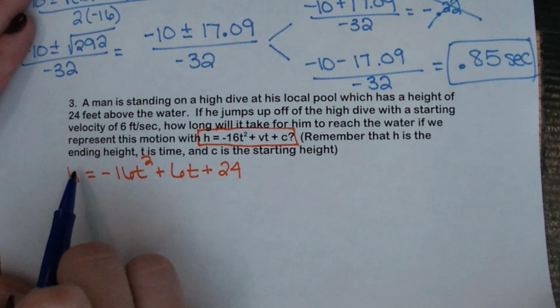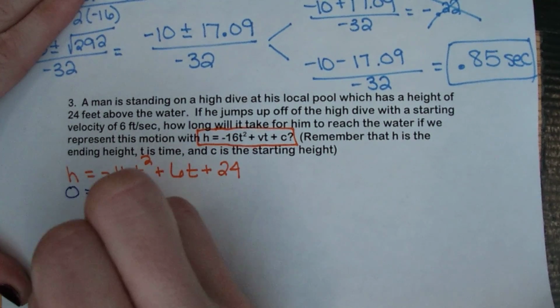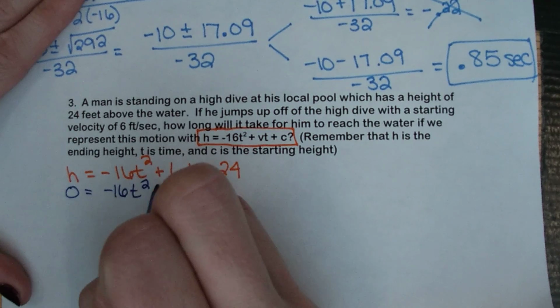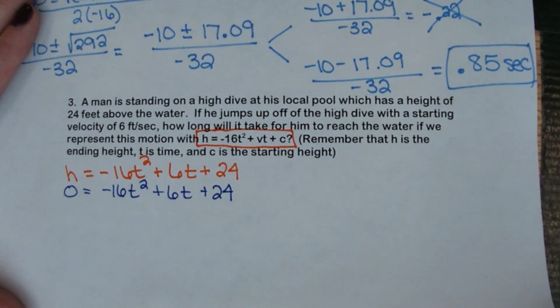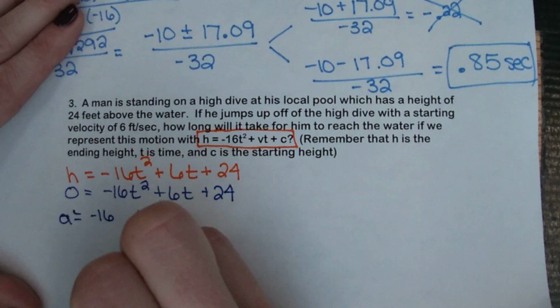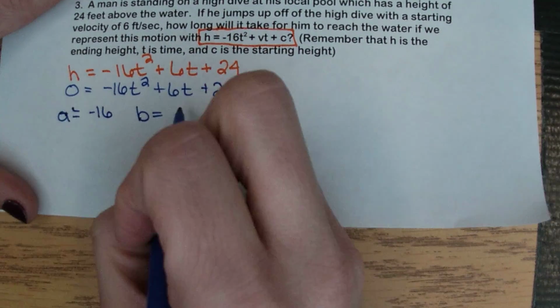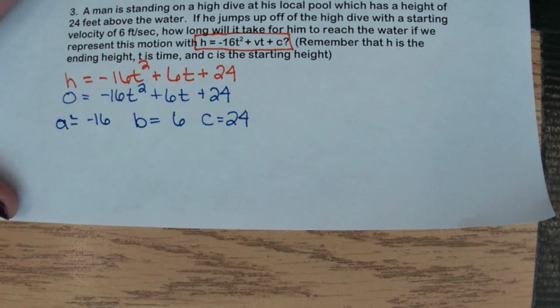Now, we have this catch of, okay, but I don't have a 0 over here. Well, the height of the water is at 0, right? The water isn't off the ground, the person is. So our h is going to be 0 when he reaches it. The height will be 0. And so now this is something that looks just like before, and we can solve it. So we have a equals negative 16, b equals 6, c equals 24.